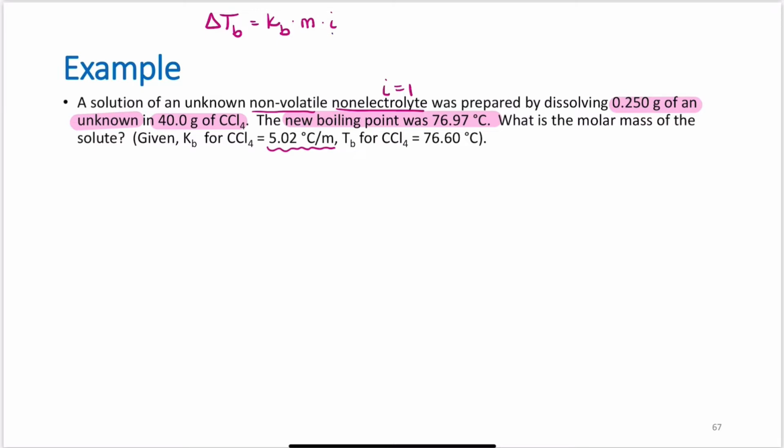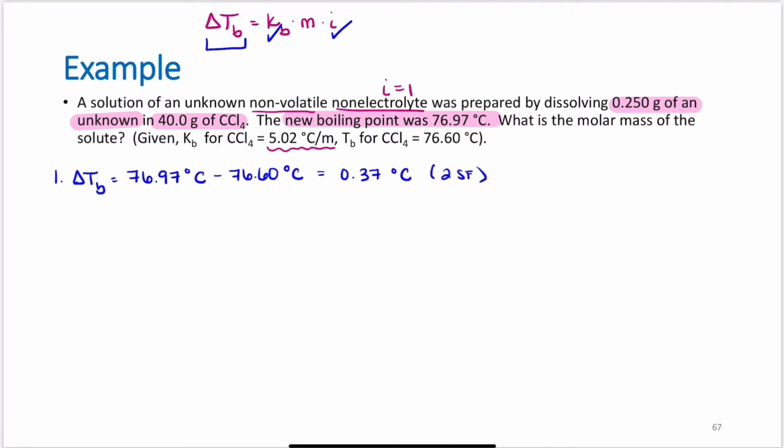So I know this, trying to find molar mass. I have the information already to find this. So number 1, what is my change in boiling point? The new boiling point of the solution, 76.97 degrees C. The boiling point of pure carbon tetrachloride, 76.60 degrees C. This is a difference of 0.37 degrees C. I do have 2 sig figs here. Because I'm doing subtraction, I have to follow the number of decimal places.